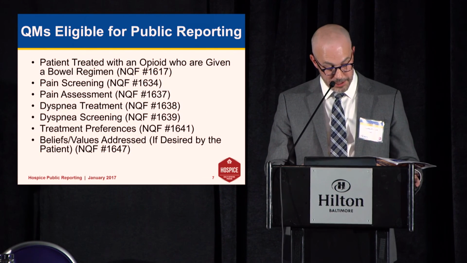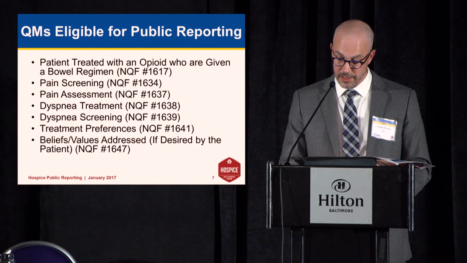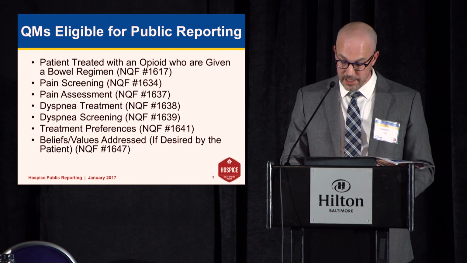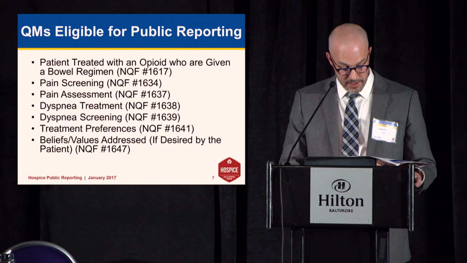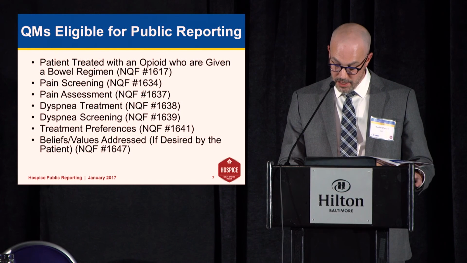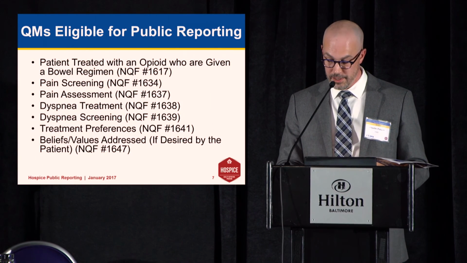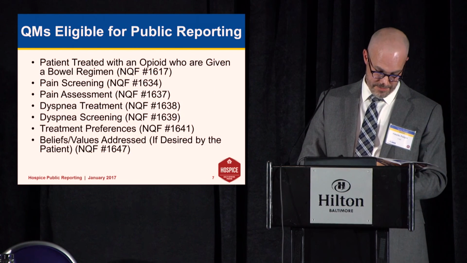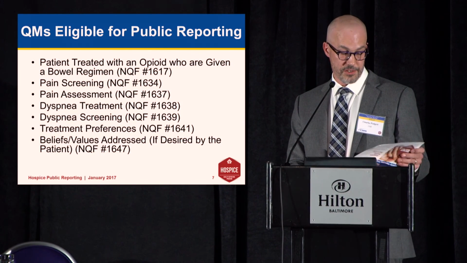Then going down the list, dyspnea treatment, dyspnea screening, treatment preferences, which again refers to whether or not the hospice discussed preferences for life-sustaining treatments with patients or documented the reason why they did not. And lastly, here, beliefs and values addressed, which refers to whether or not a discussion of spiritual and or existential concerns was documented for a patient stay. And all 7 of these will be displayed on the Compare website when it launches later this summer.